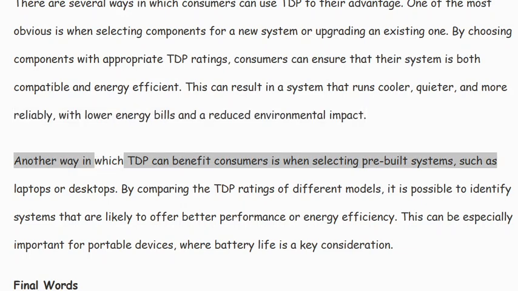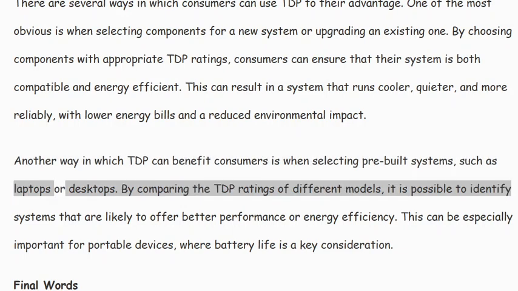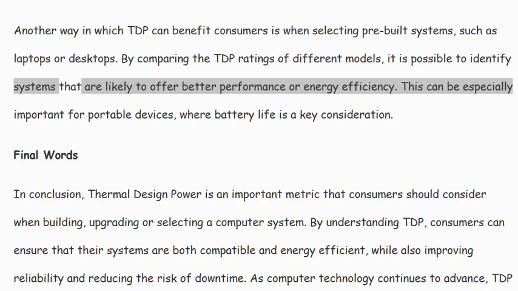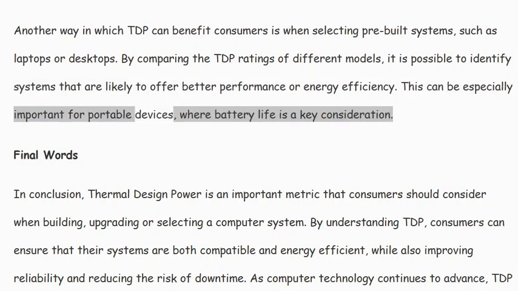Another way in which TDP can benefit consumers is when selecting pre-built systems, such as laptops or desktops. By comparing the TDP ratings of different models, it is possible to identify systems that are likely to offer better performance or energy efficiency. This can be especially important for portable devices, where battery life is a key consideration.